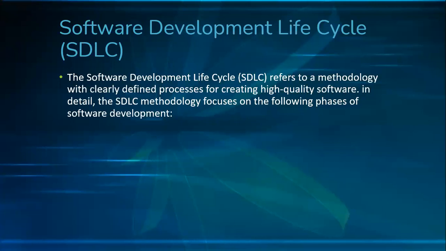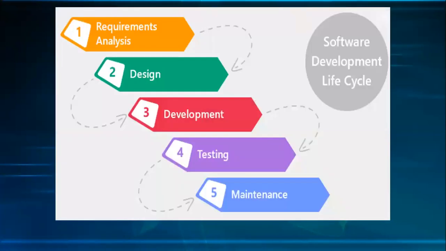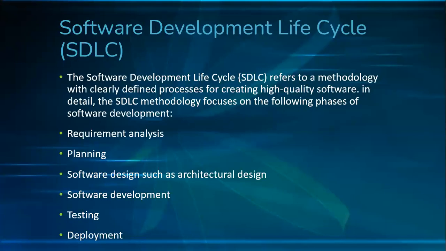These are the phases that we use when it comes to SDLC. First, number one, requirement analysis. I'm going to explain everything in detail for you. The second one is planning. The third one is software design, such as architectural designs. I've been saying that. Then software development, testing, and the last bit of it, deployment. And that is all the 6 that we need. And I will explain them in detail for you.